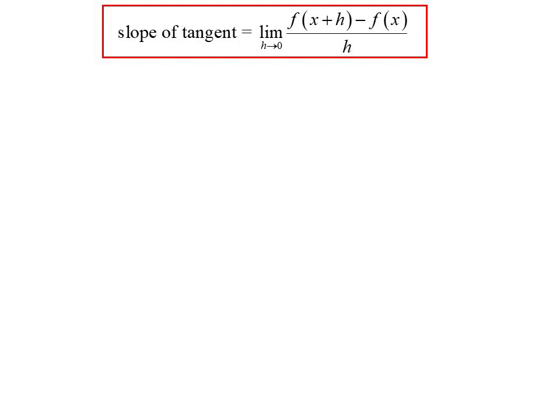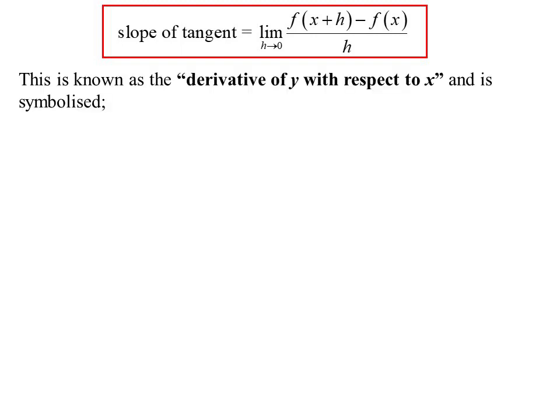So there's our formula. The slope of the tangent will be the limit as h approaches 0, and h is going to be my distance in between the 2 points, of function x plus h minus function x, over h. That's what's known as the derivative. But more than just the derivative, we say it's the derivative of y with respect to x. Because what we're saying is, how is y changing as x is changing? So tell me about y as x changes. Symbols we use: dy/dx, probably the most common one.